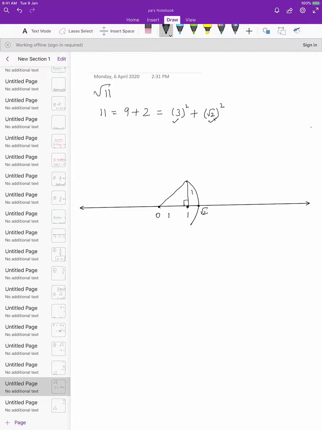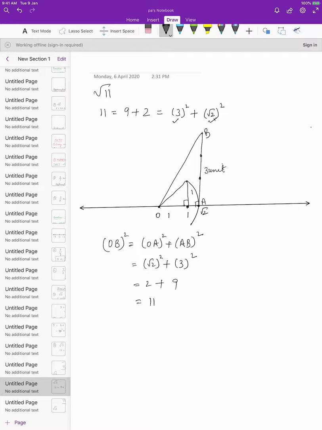Now the other number is 3. So we will take 3 units perpendicular to it, 1, 2, 3. This is 1, 2 and 3 units perpendicular to root 2. Join them and name this point as B. So OAB being the right angled triangle, if I apply Pythagoras theorem here, I will get OB square is equal to OA square plus AB square. Now OA is equal to root 2 and AB is equal to 3. That gives me 2 plus 9, which is equal to 11. Hence OB can be written as root 11.